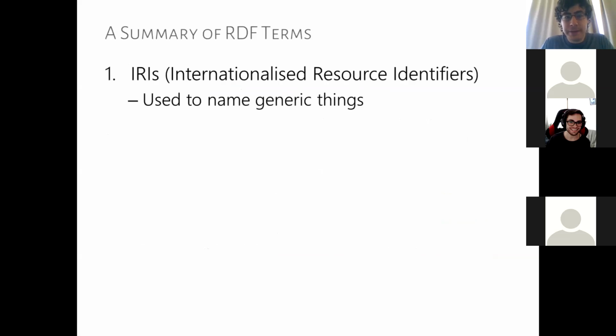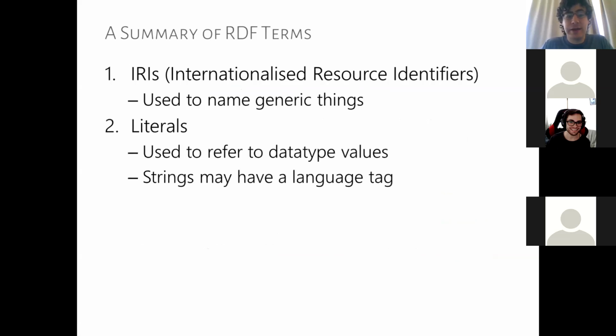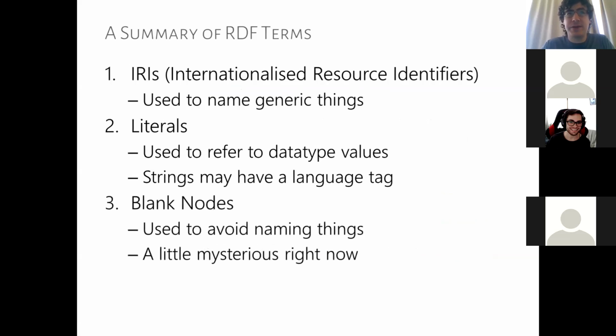So as a summary, we have three types of RDF terms. IRIs are used to name generic things or resources. Literals are used to indicate data type values, strings, numbers, integers, and so forth. We can also have language tagged strings if we have strings that refer to natural language. And we have blank nodes, which are used to avoid naming things. It's often used for shortcuts or for indicating the existence of something that's not known.